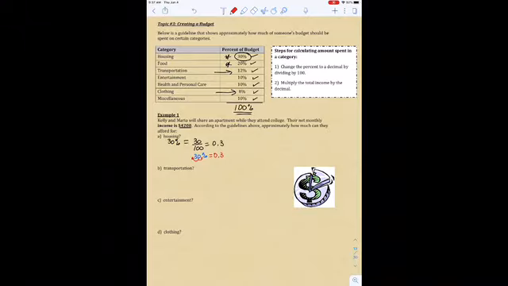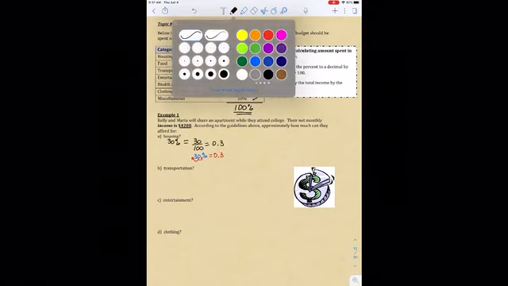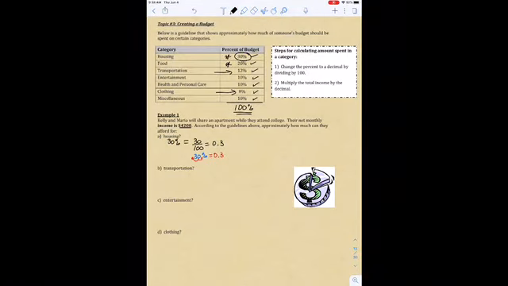Then if I want to know what is 30% of $4,200, well, out of means divide, but of means multiply. So if I want to find 30% of $4,200, I want to multiply those. So 4,200 times 0.3. If I put that into my calculator, I will get $1,260. So that's the general recommendation for the maximum they would want to be spending on housing.